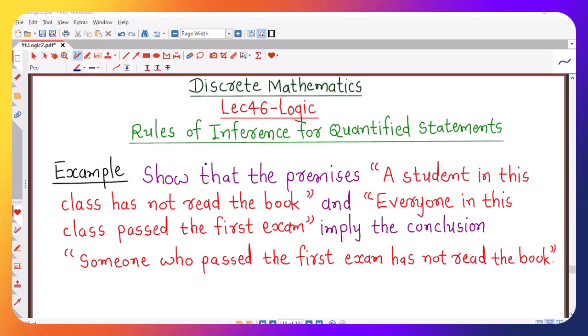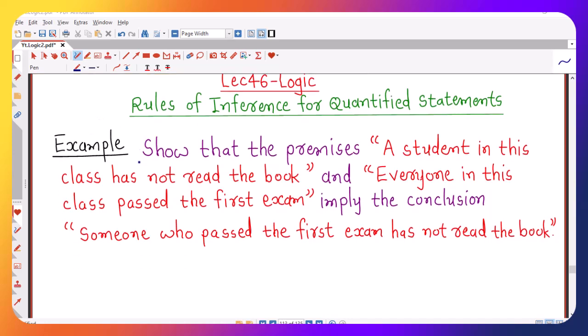From the last 3 or 4 lectures, we are discussing rules of inference for quantified statements, and using them we are determining whether given premises imply the given conclusion or not, or we are able to determine the validity of an argument using rules of inference for quantified statements as well as rules of inference for propositions. In this lecture also we are going to discuss one more problem so that we can understand this concept very well. So I have taken this example.